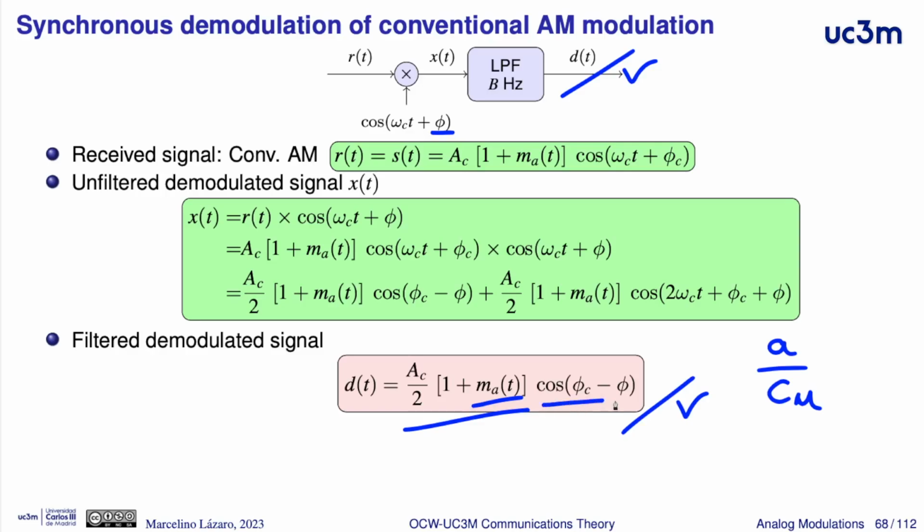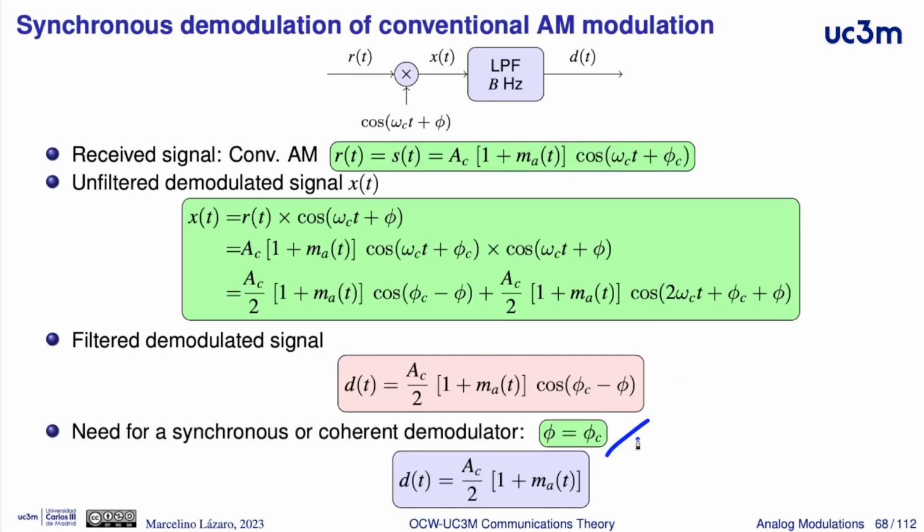And the problem is that here we have this cosine of the difference between the phases that we have in the carrier and here in this detector. It is necessary to have a coherent receiver. It is necessary that the phase at the receiver is equal to the carrier phase to avoid this attenuation that can be introduced by the cosine for different phases. And in this case, the output of the coherent receiver is just half of the carrier amplitude times 1 plus the modulating signal with modulation index A, which is proportional to the modulating signal.